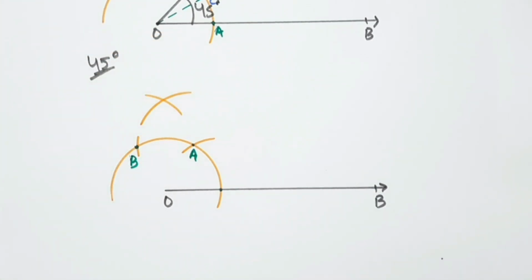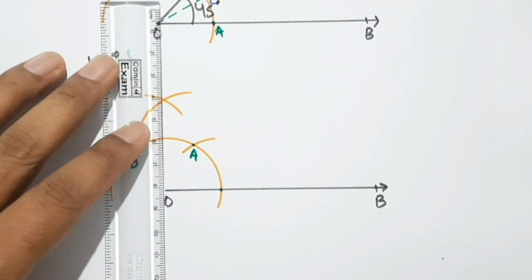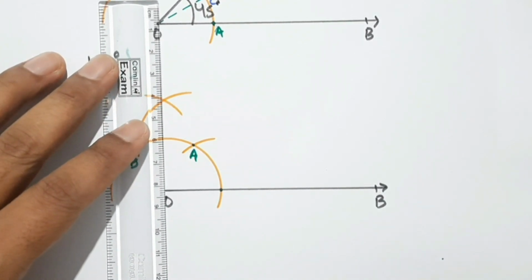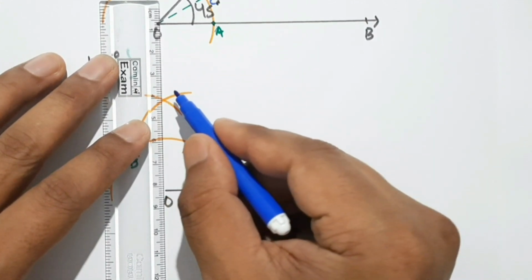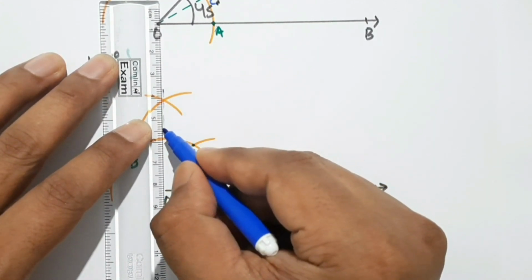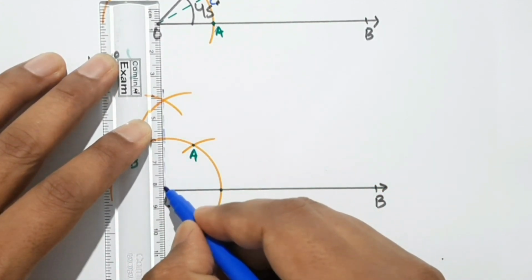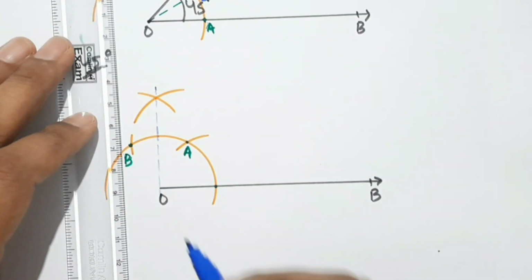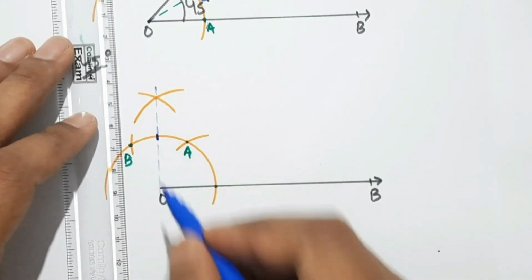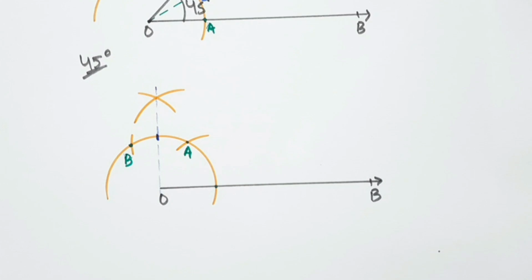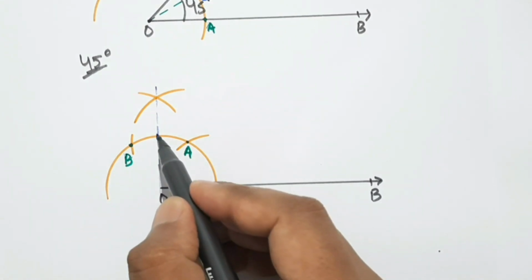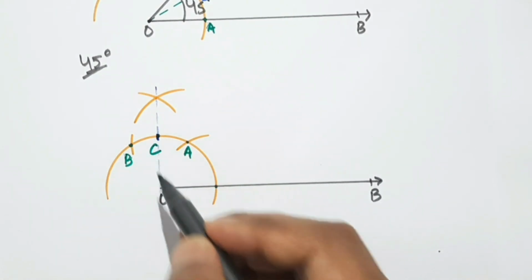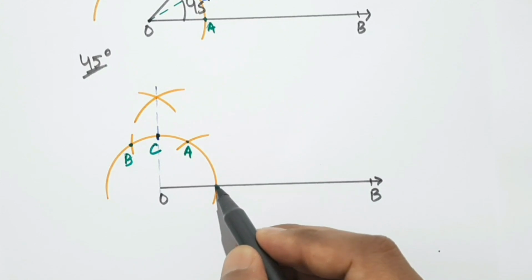So this is our actual 90-degree, but we don't need the 90-degree angle, so I'll just make a dotted line here. Actually, we need only this point. Let us mark this point as C, and this point as D.